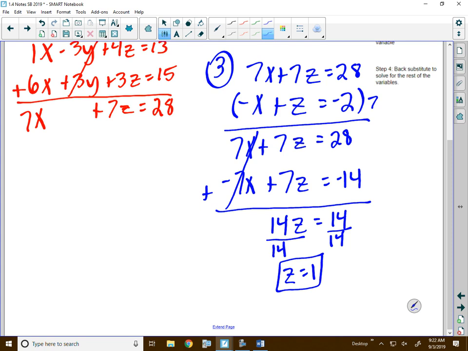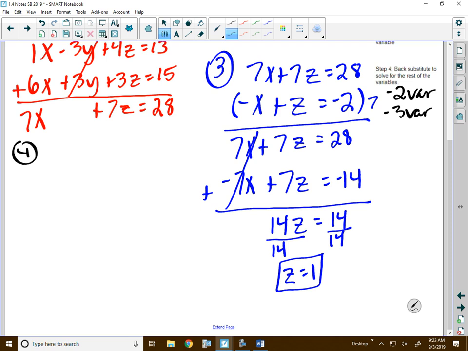Okay, step 4 says back substitute to solve for the rest of the variables. So I want you to make a note here. You're going to substitute into a 2 variable equation first, and then you will substitute into a 3 variable equation. Okay, just make that note right under that step. That will help you remember if you have to go back and look at it. Let me show you what I mean by that.